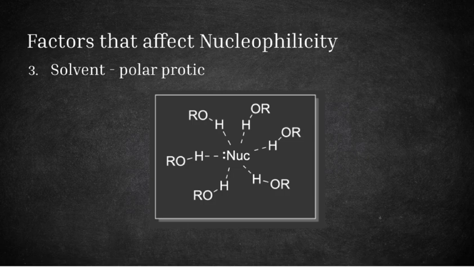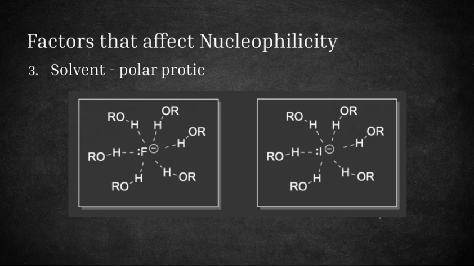A nucleophile's ability to engage in hydrogen bonding decreases as we move down the periodic table. As we know, fluorine is the strongest hydrogen bond acceptor, while iodine is much weaker due to its larger size and lower electronegativity. This means that in a polar protic solvent, fluoride ions will be heavily solvated, making them less reactive. In contrast, iodide ions experience weaker solvation and are more free to participate in nucleophilic attack. As a result, iodide exhibits greater nucleophilicity than fluoride in polar protic solvents.